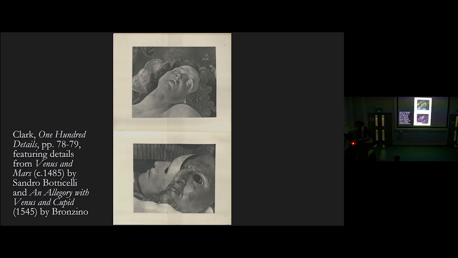Beauty, it is suggested, can be its own kind of deception. The man's immaculate skin is more illusionary than the creased and lined surface of the mask on the opposing page. The man is from Botticelli's Venus and Mars, and the masks are from the corner of Bronzino's An Allegory with Venus and Cupid. Clark's captions point to two countervailing trends in how he approached his pairs.